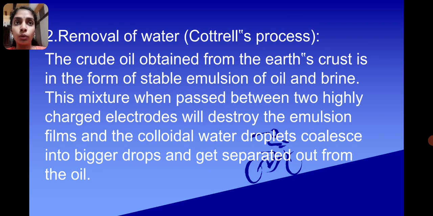2. Removal of water. Cottrell's process. The crude oil obtained from the earth's crust is in the form of a stable emulsion of oil and brine. This mixture, when passed between two highly charged electrodes, will destroy the emulsion films, and the colloidal water droplets coalesce into bigger drops and get separated out from the oil.